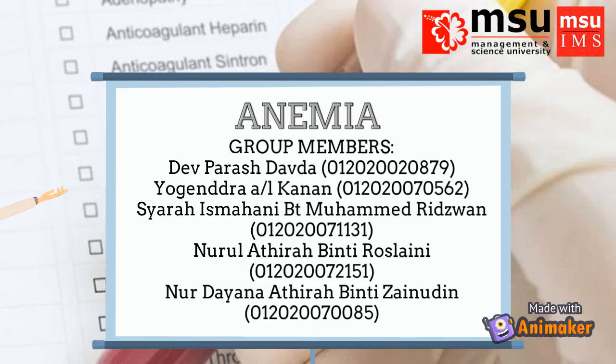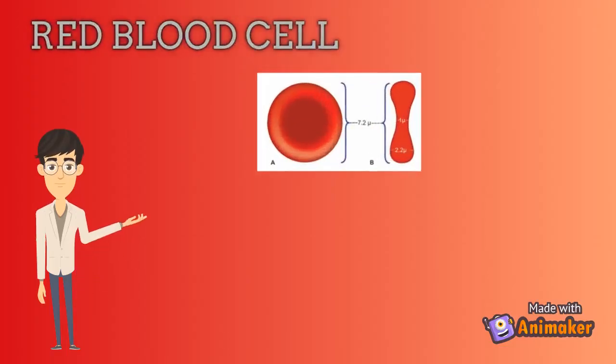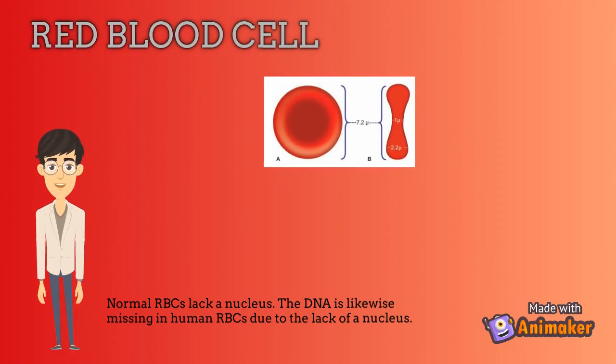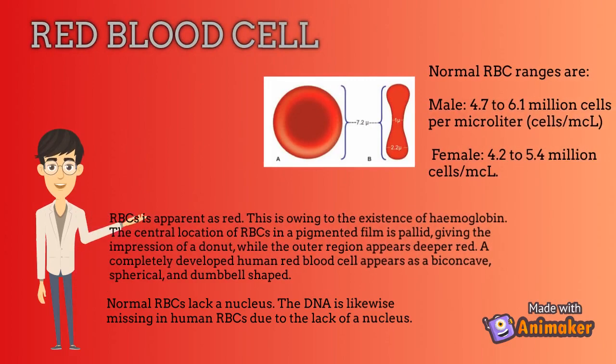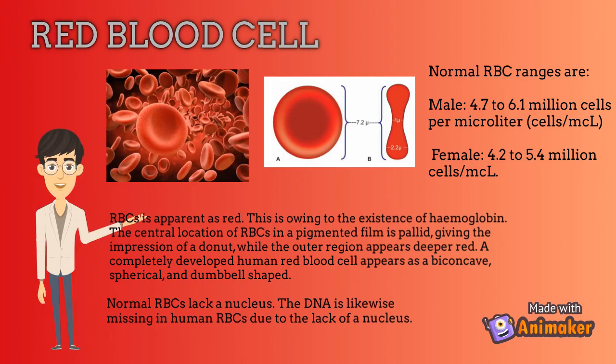Hi. Do you guys know what is anemia? First, let's talk about normal red blood cell. RBCs appear red. This is owing to the existence of hemoglobin. A completely developed human red blood cell appears as a biconcave, spherical, and dumbbell-shaped.